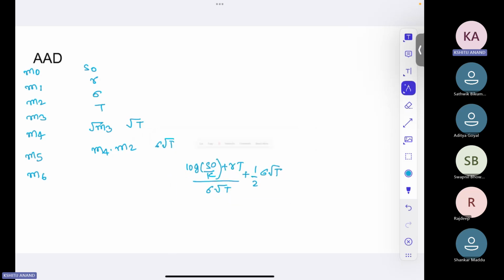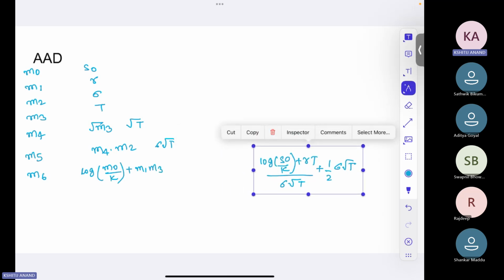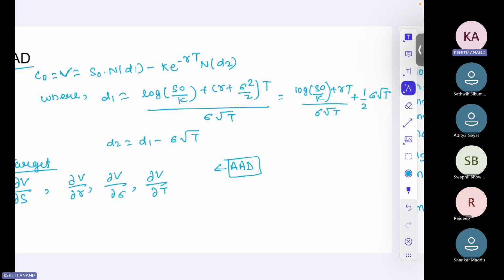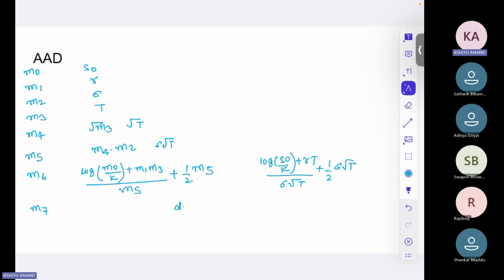Tell me what M6 will be. Log of S0 is M0, by K, plus rT is M1 into M3, divided by sigma root T is M5, plus half M5, right? By the way, M6 is d1. Now we need to find d2. d2 is d1 minus sigma root T. So what will this value be? This is d1, so M6 minus sigma root T, which is M5, correct?